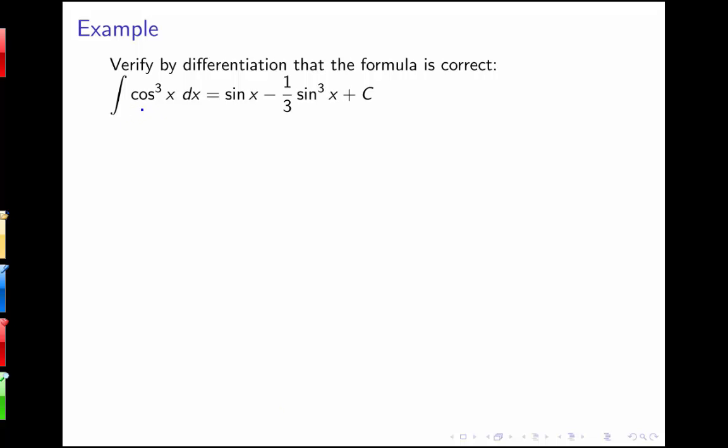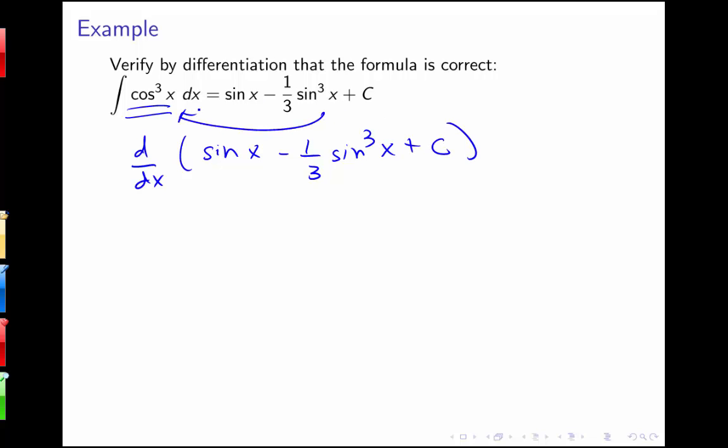So using the techniques that I have so far, I wouldn't have been able to come up with this formula, but I can check this formula by taking the derivative of the right-hand side and making sure that I get back cosine cubed x. And this is good practice for us because we're going to have to recall some of our trig identities to help us verify that relationship. So here I have a formula for the indefinite integral. This is telling me that the indefinite integral of cosine cubed x dx is sine x minus 1/3 sine cubed x plus c. So if I take the derivative of sine x minus 1/3 sine cubed x plus c, I should get back cosine cubed x.